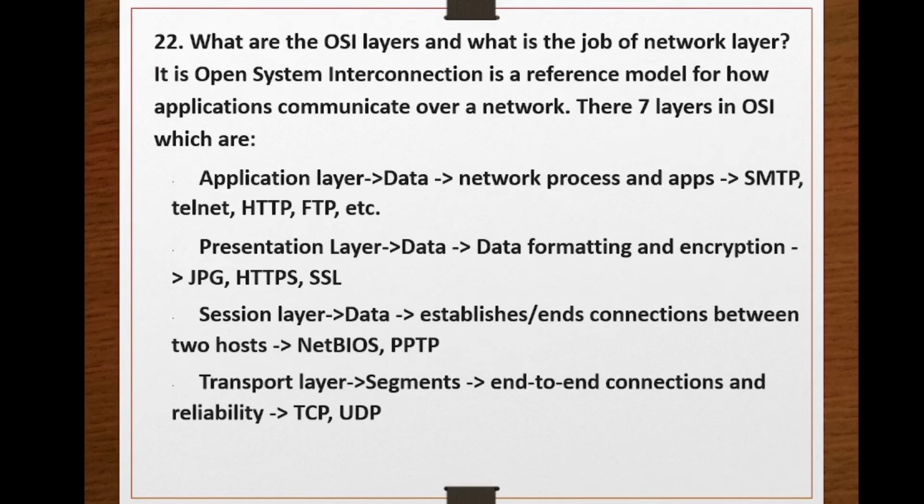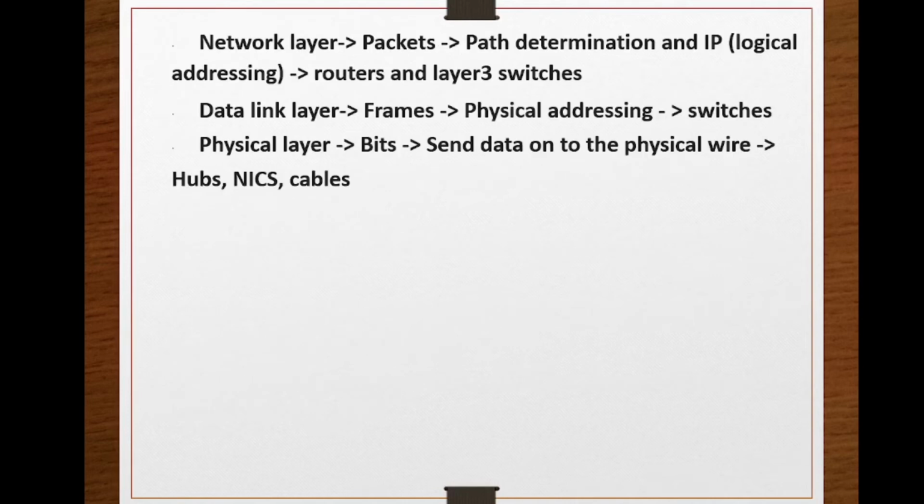What are the OSI layers and what is the job of the network layer? See, it's a very important question again. OSI is the Open Systems Interconnection, a reference model for how applications communicate over a network. There are 7 layers in the OSI: application layer, presentation layer, session layer, transport layer, network layer, data link layer, and physical layer.